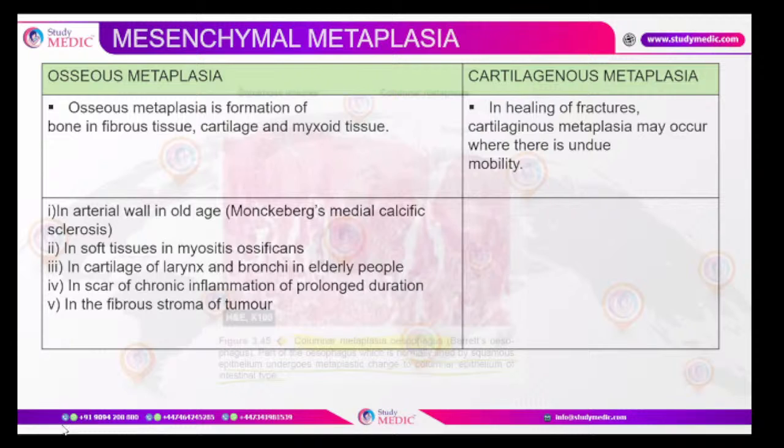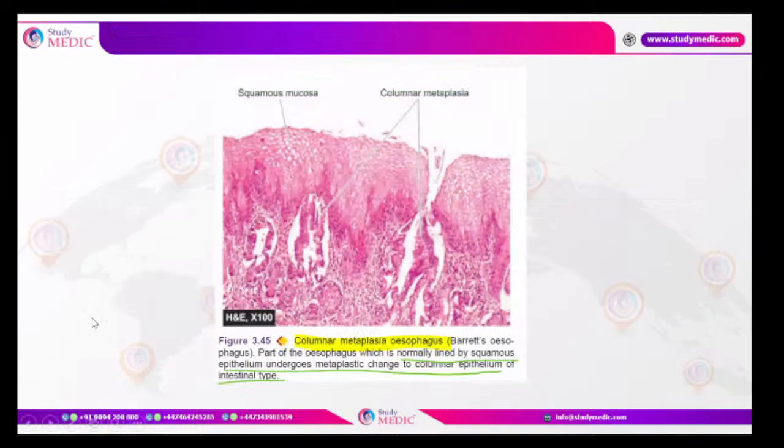So as you can see, this is a classic example of the columnar metaplasia, which is the Barrett's esophagus. We can see that the esophagus is normally lined by the squamous mucosa, right? And because of the triggers, there will be a metaplasia that is getting converted into this columnar epithelium. Okay, so this is a classic example of columnar metaplasia, extremely important.